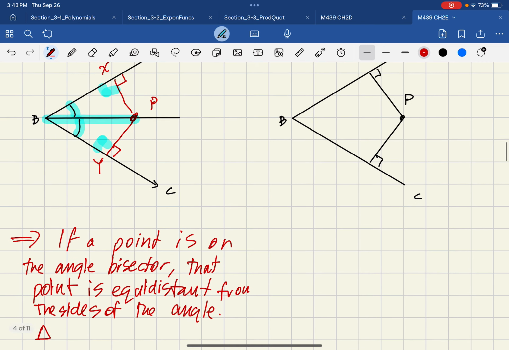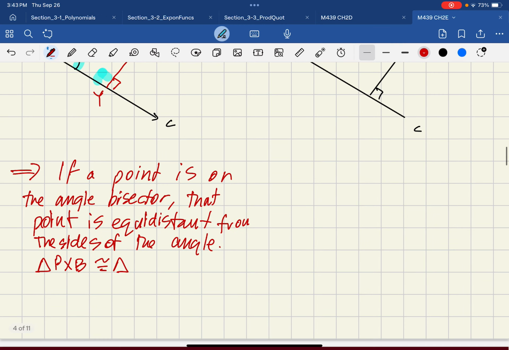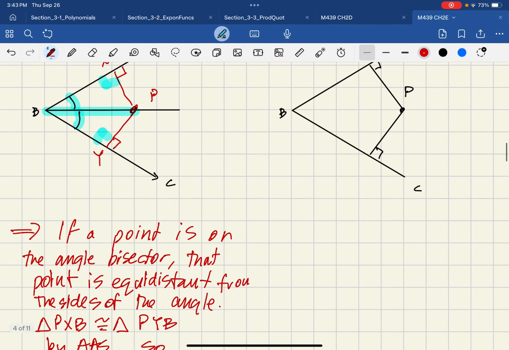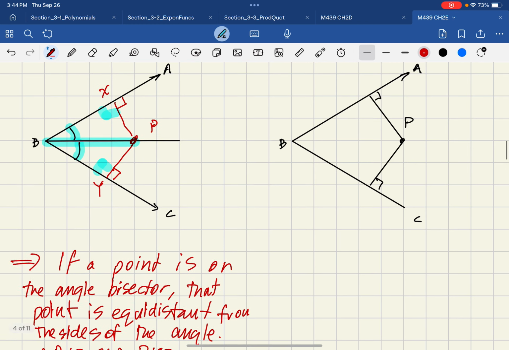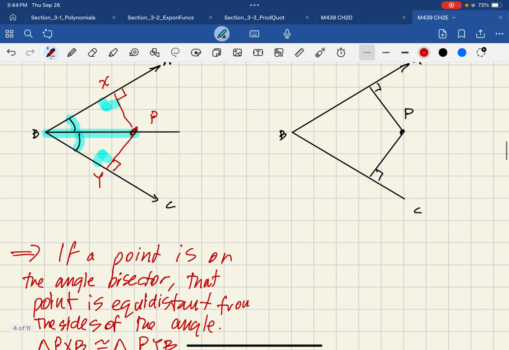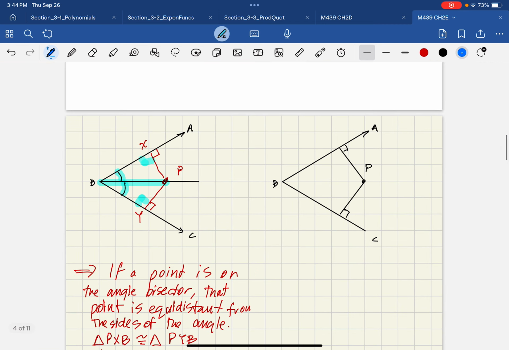Triangle PXB is congruent to triangle PYB by angle-angle-side. So what do we get? We get that PX is equal to PY. So a quick angle-angle-side triangle congruence gives us the result in the forward direction. Let's see how this looks in the reverse. Let's sort of split the page here.